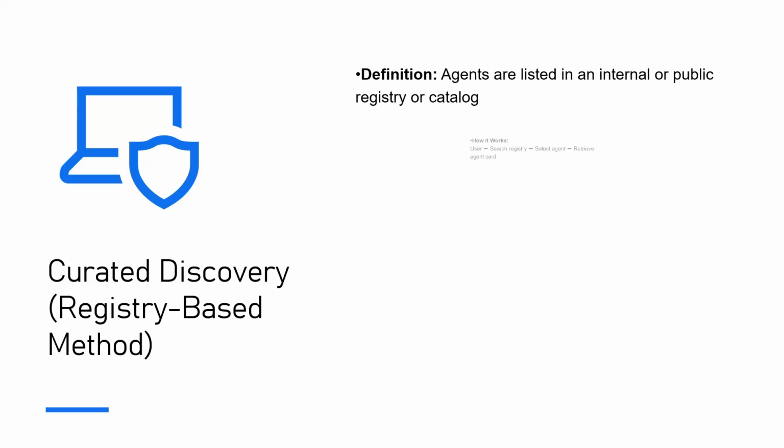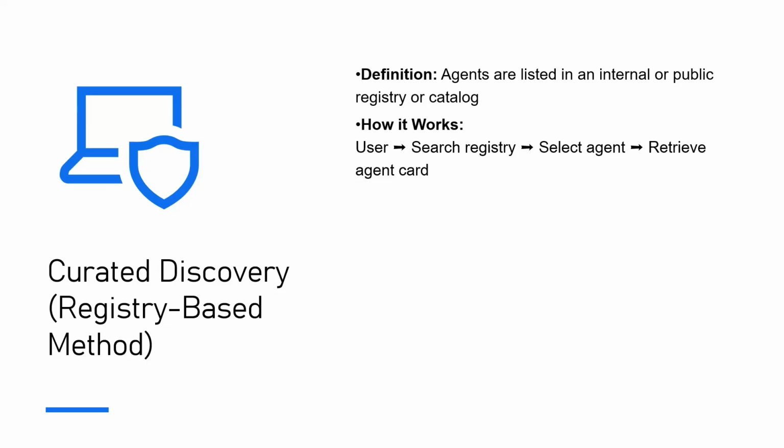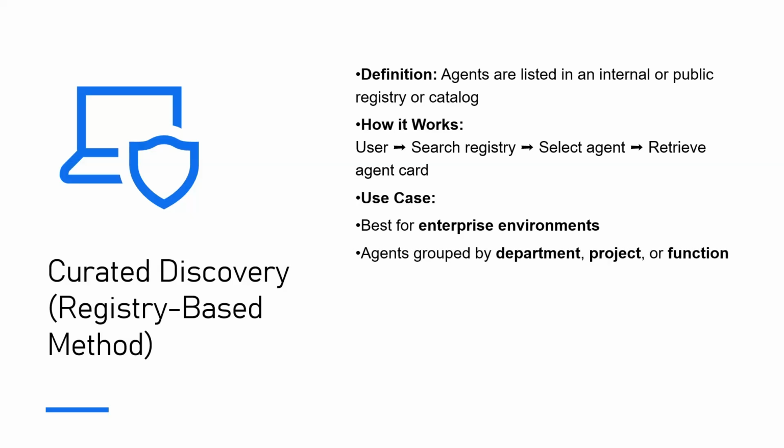From there, we can search for an agent. How this works: users search a particular registry, whether internal or external doesn't matter, and then based on the type or categories in the registry, they select the agent and retrieve the card of that agent. Use cases are best for enterprise environments or business-to-customer or business-to-business scenarios. Agents can be grouped under department, project, or function. So in the registry, agents are selected based on some categorization.